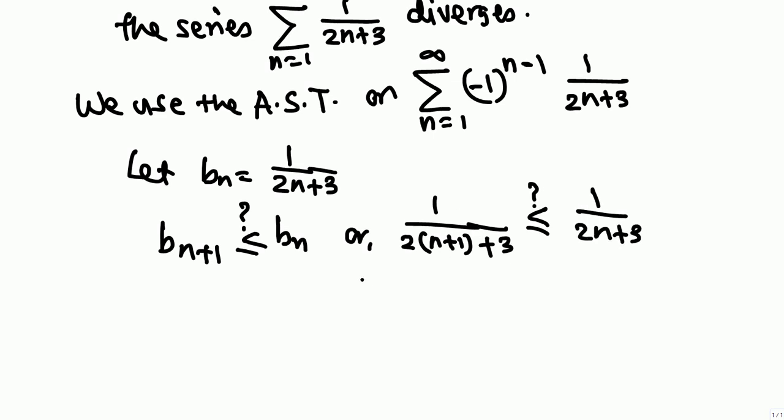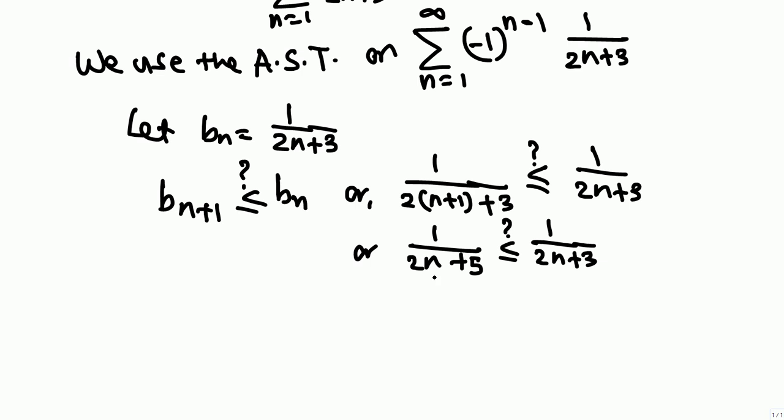Let's simplify: 1 over 2n plus 2 plus 3, which is 2n plus 5. Is this fraction less than or equal to 1 over 2n plus 3? Look, the bottom on the left is bigger than the bottom on the right. Consequently, the fraction is smaller. When the denominator is bigger, the fraction is smaller. So this is true. That means we just showed the bn's are decreasing.